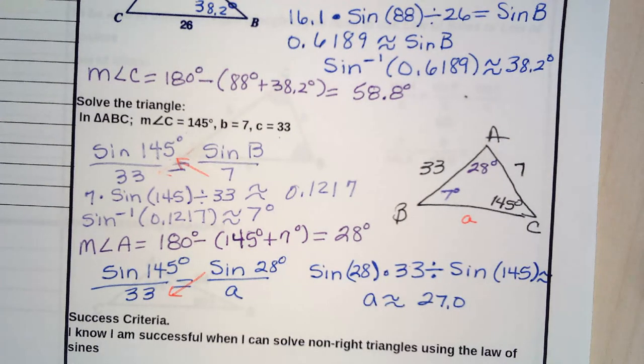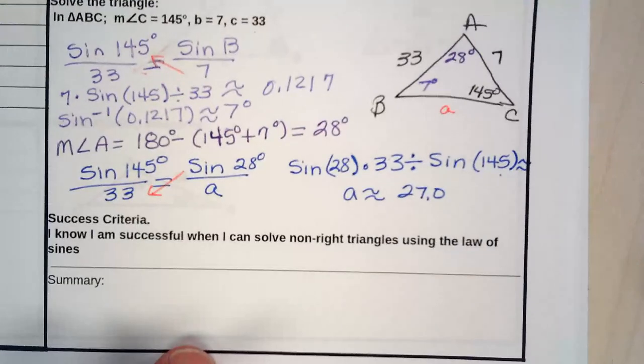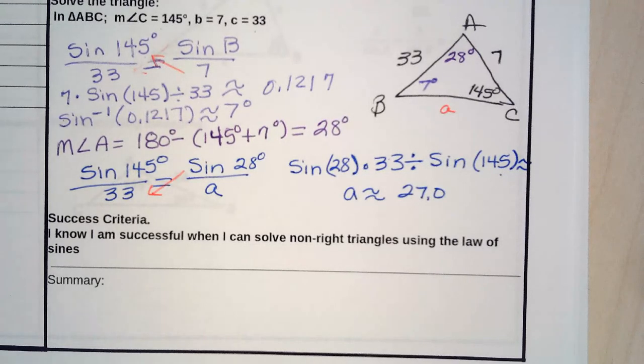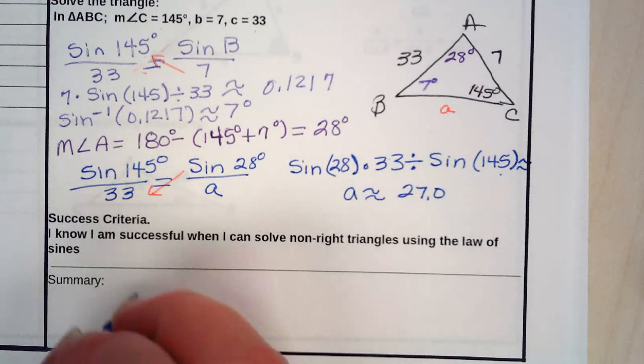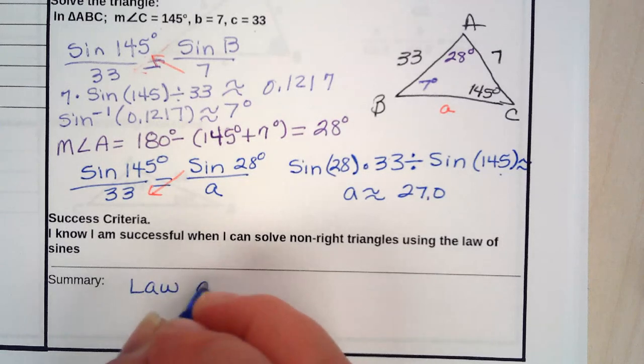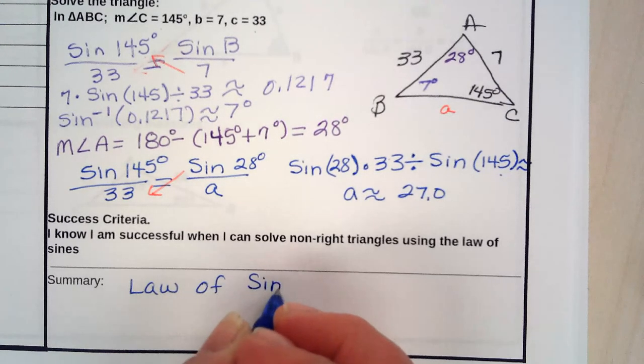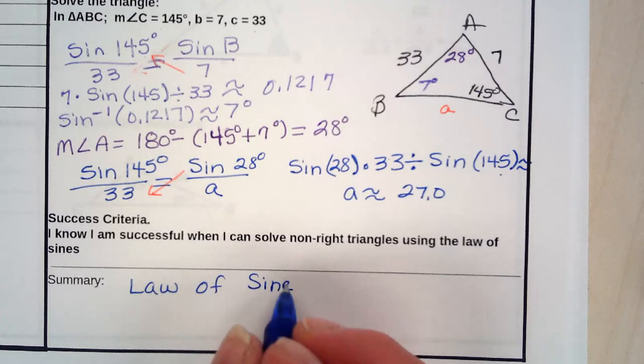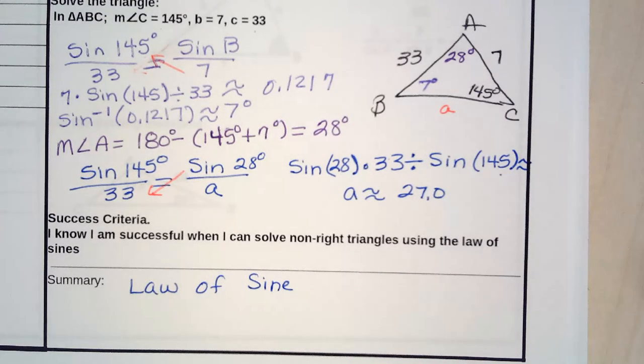Okay, the hardest part is to remember to close off your parentheses when you're doing this. If you don't, you get really weird answers like what I did when I forgot. So make sure you're closing off with the parentheses. How do you know you're successful? You know you're successful when you can solve non-right triangles using the law of sines. So this is all about the law of sines. All about those equivalent fractions. The equivalent ratios.